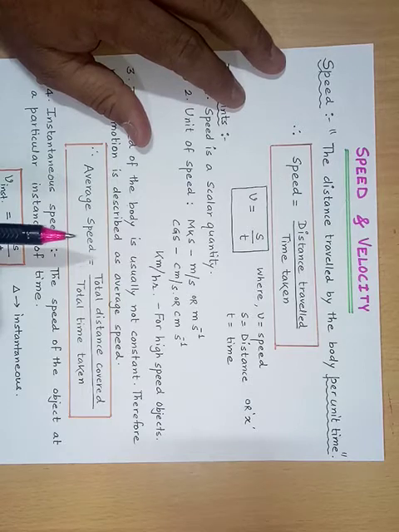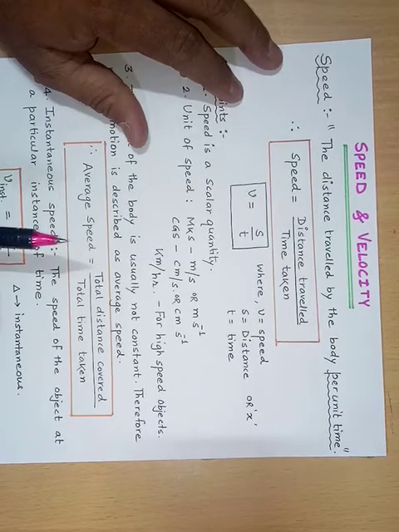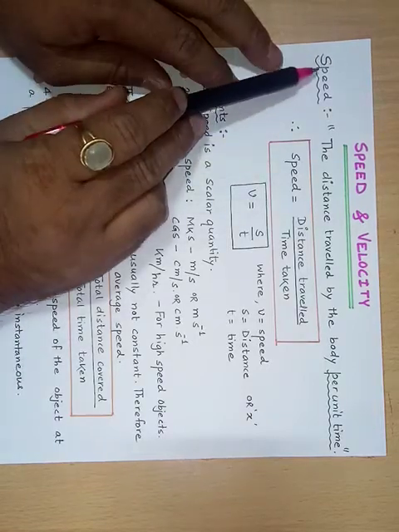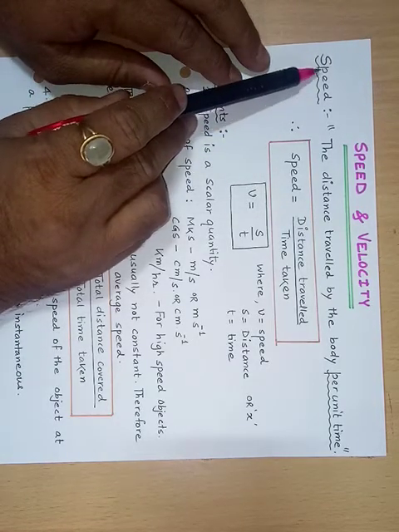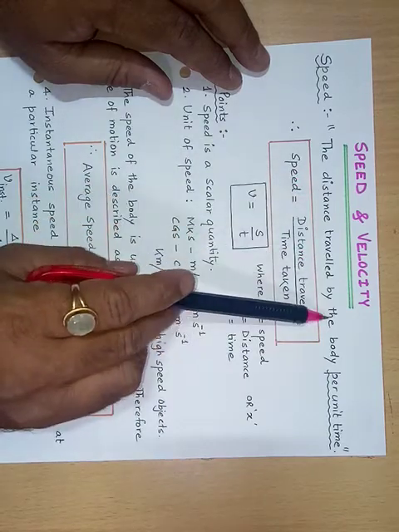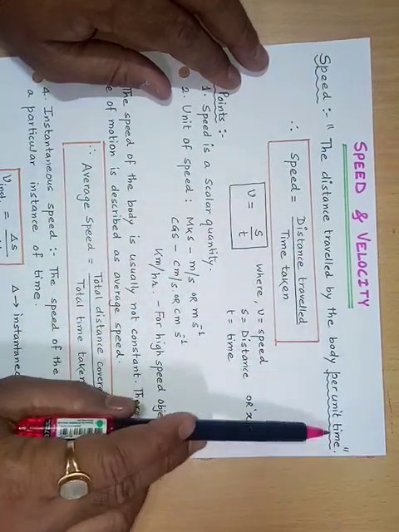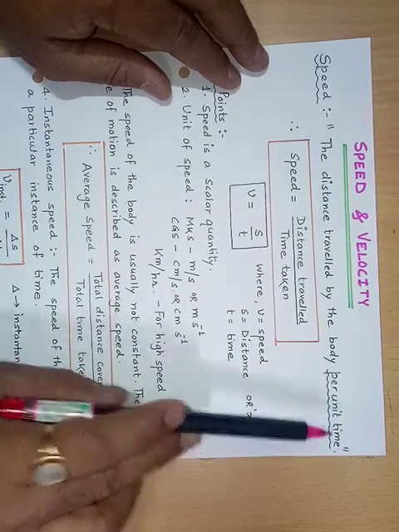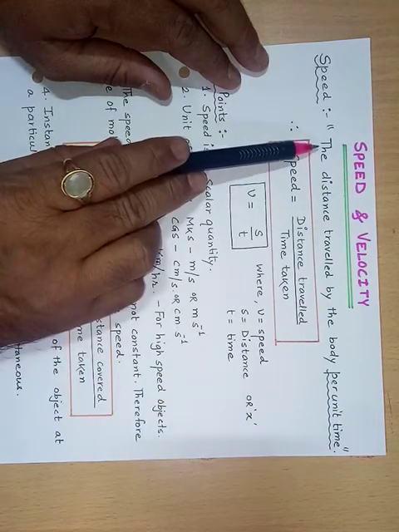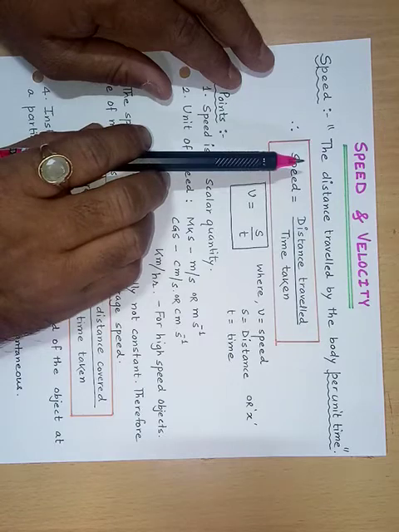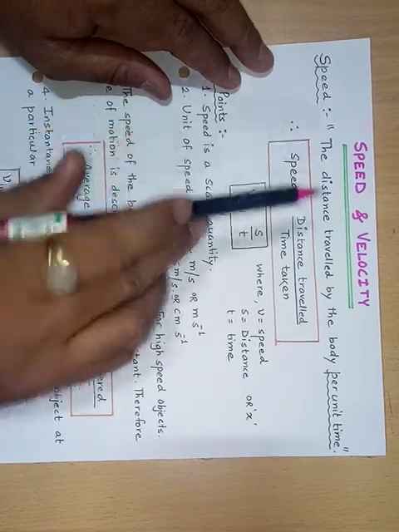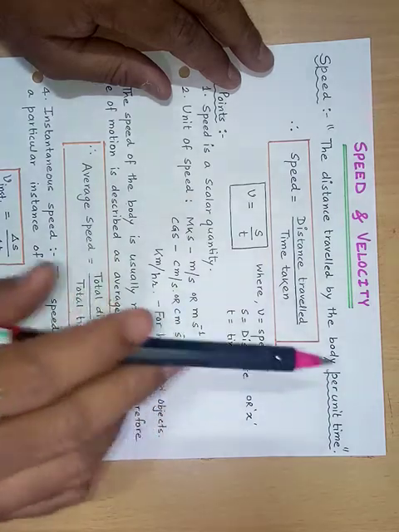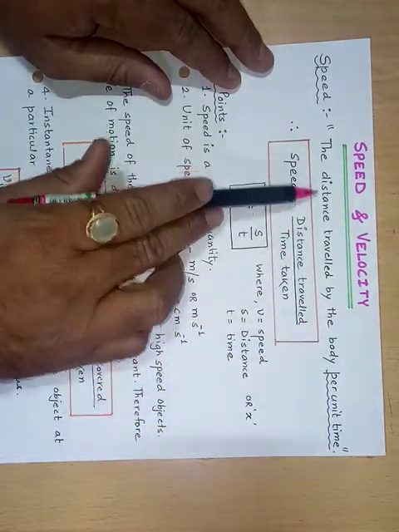So basically when we talk about the speed of the object, we are talking about the distance covered by the object and the time required to complete that distance. That is called the speed. So if you see the definition, we can say that speed is defined as the distance traveled by the body per unit time. This per unit time is important, that's why I have underlined it. The object travels a distance, and definitely requires some time to travel it. So in a unit time, how much distance is traveled by the object, that is called the speed.